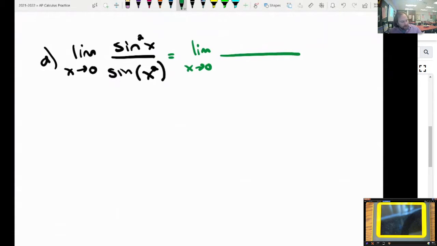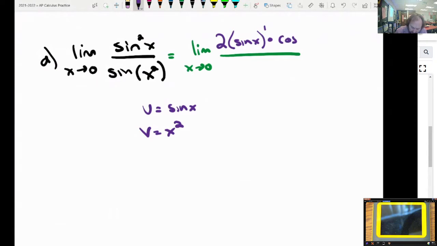Both these functions on the top and the bottom have the exact same two functions. One of them is the sine of x, and the other one is x squared. But they're in different orders here. On the top, you have the sine squared of x, which is the sine of x being squared. So the first thing we have to do is evaluate the squared with the power rule. It will be 2 times the sine of x to the first power, and we're going to multiply that times the cosine of x, which is the derivative of the sine. So we're going to chain rule out the derivative of sine.